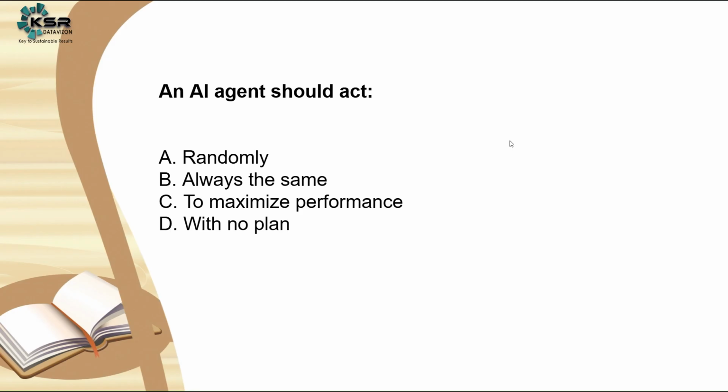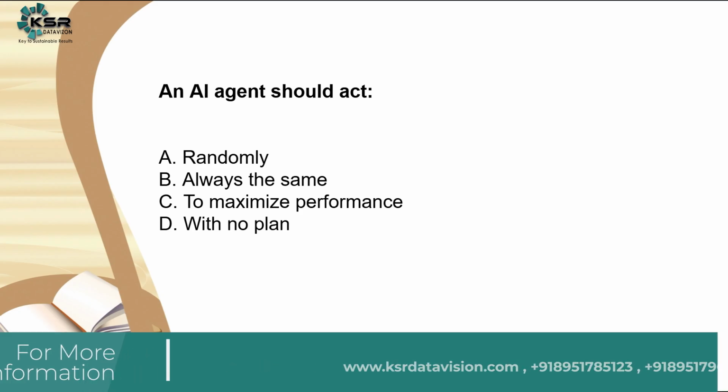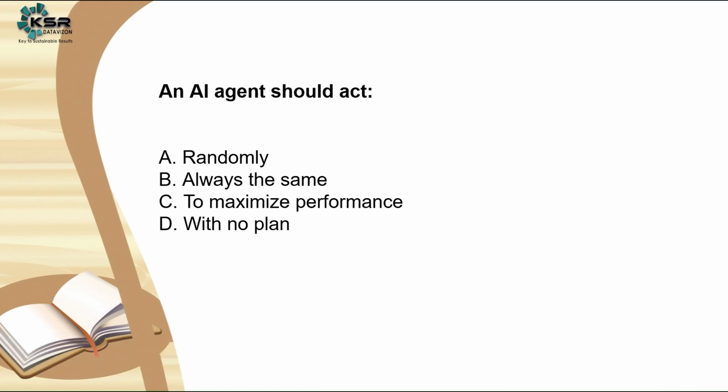The next question is, an AI agent should act... Option A, randomly. Basically, we are not expecting a random output, right? It is not a lottery, or a game where we pick random things. It has to be almost near to the expected scenario, right? We are expecting it to divert to the service department or the sales department. So it has to be almost near to that.